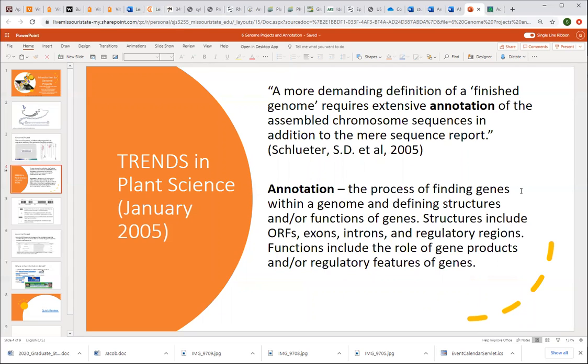So structures might include the open reading frames, could include exons, introns, regulatory regions, of which there are many: the TATA box, the CAT box, the poly A tail, introns, exons. So the functions would include roles of gene products. So what is a gene product? Typically a protein, we think, but also could be mRNA, tRNA, rRNA, and other regulatory features of genes. So locating these things and then testing them out in the lab, that's what annotation attempts to do.